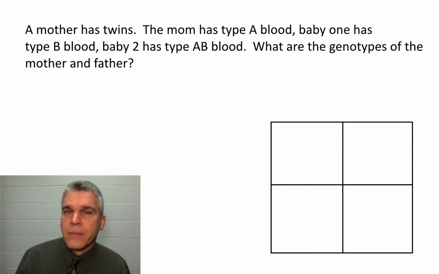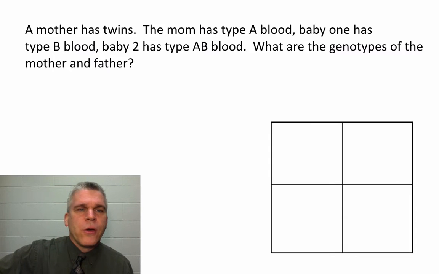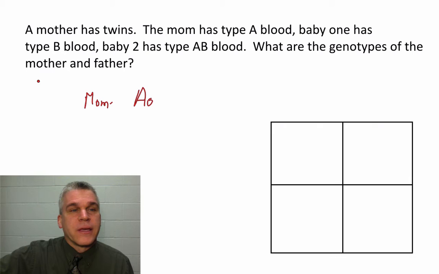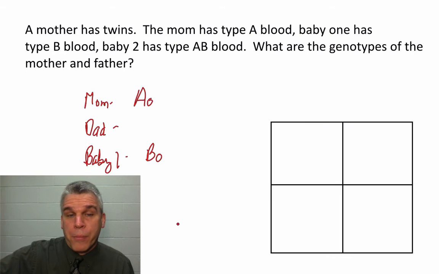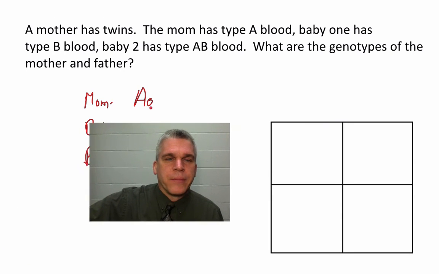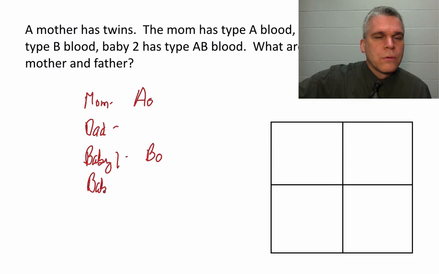Mother has twins. The mom is type A, baby 1 has type B, and baby 2 has type AB. What are the genotypes of the mother and the father? So this is an interesting one. All right, so we know a couple of things. For instance, we know that mom is A, and let's just assume that she's AO right now. She would have to be because she has a child who is type B. We don't know what dad is right now, but we do know that baby 1 is type B, which would have to be an O since mom is AO, and then baby 2 is type AB.